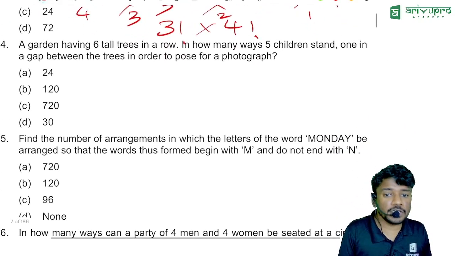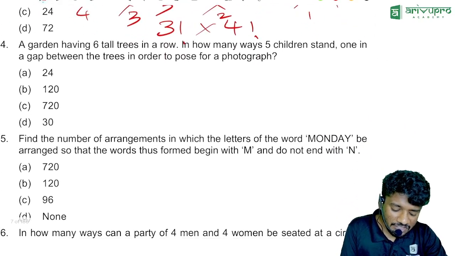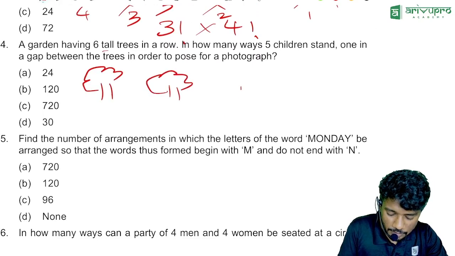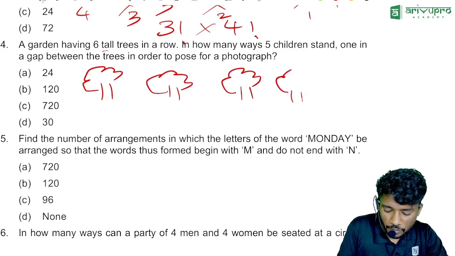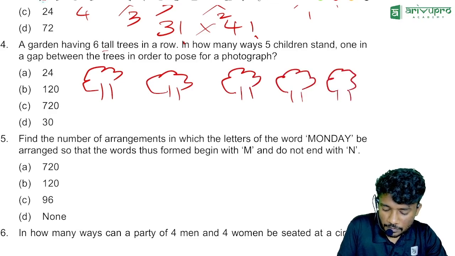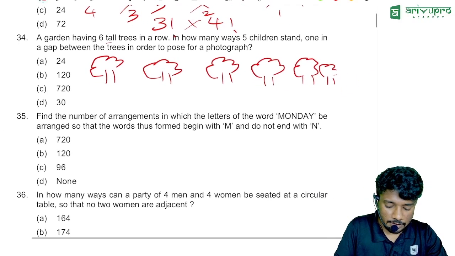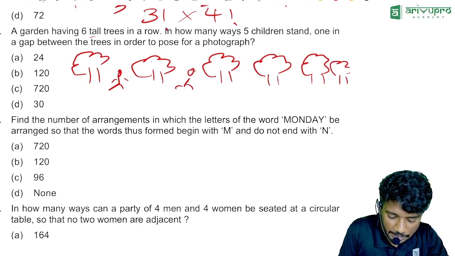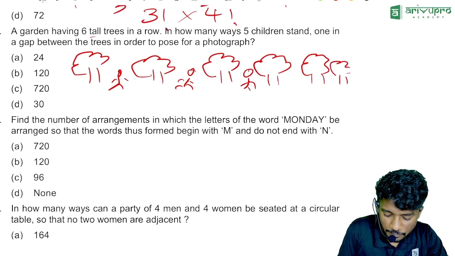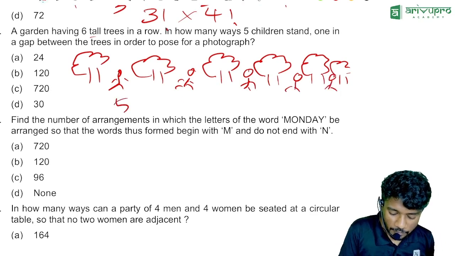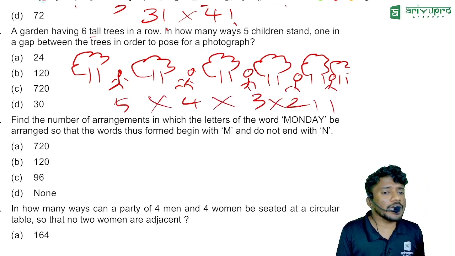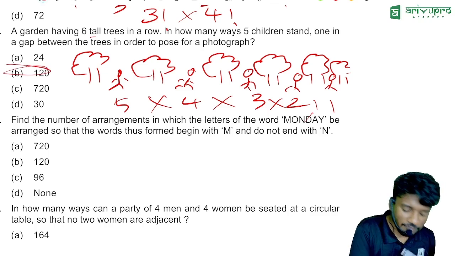We solved the same question inside the class. A garden having 6 trees. So how many trees are there? 1, 2, 3, 4, 5, and 6. Then how many people? 5 people are standing. So 5, 4, 3, 2, 1. 5 into 4 into 3 into 2 into 1 is how much? 120. That is 5 factorial.